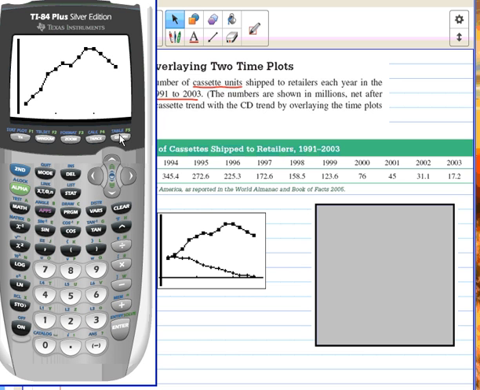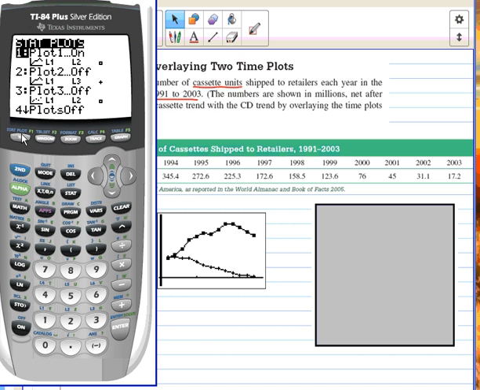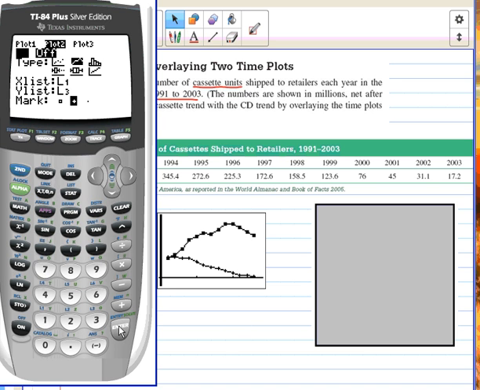Why? Yeah, I think I have it turned on. Oh, maybe I didn't. Look at that. There's another reason why I might not be seeing anything. All right. Stat plot. I thought I turned it on, but maybe I didn't. I didn't. Enter. Turn it on.